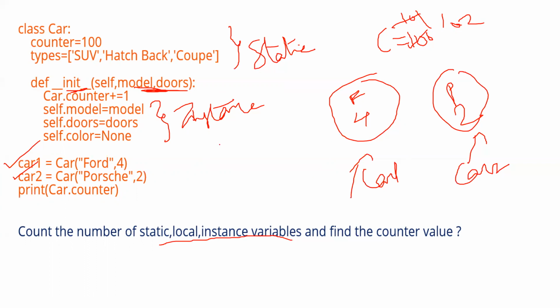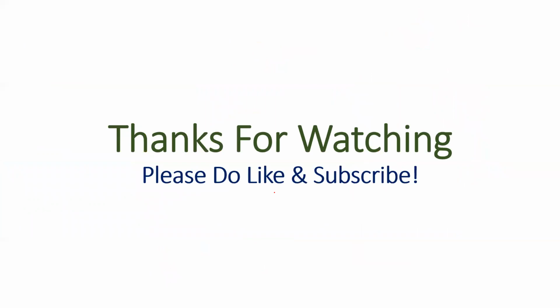Observe here, the number of static variables is what? 2, right? Number of local variables, 2. Number of instance variables here is 3. The counter value is 1, not 2. In this way, you need to trace the code related to OOPS concepts. This is all about today's session.